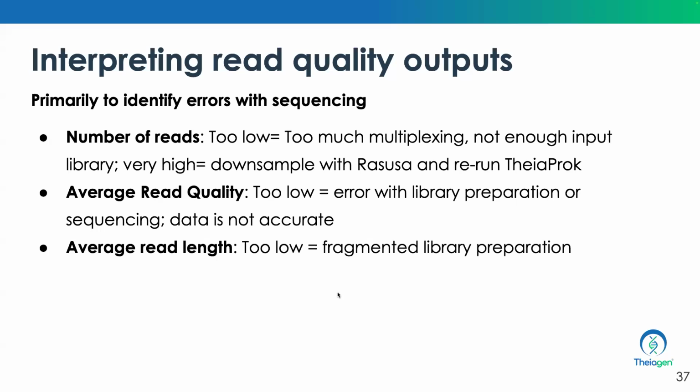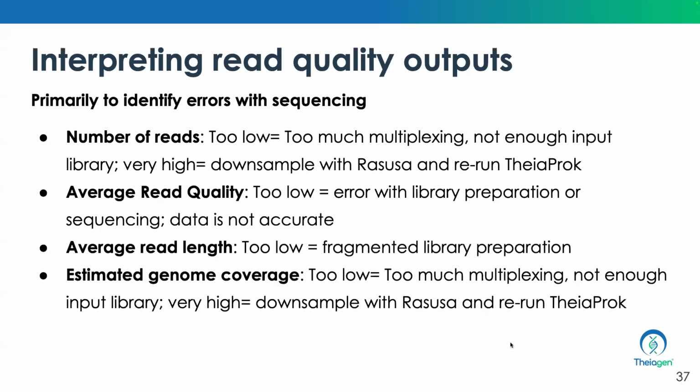The average read length, if it's too low, means that your library is too fragmented. Depending on what you're using, did you shear too much? Do you need to use a different kit, or just a different way of preparing your library that doesn't end up with your template being too fragmented? And then the estimated genome coverage.